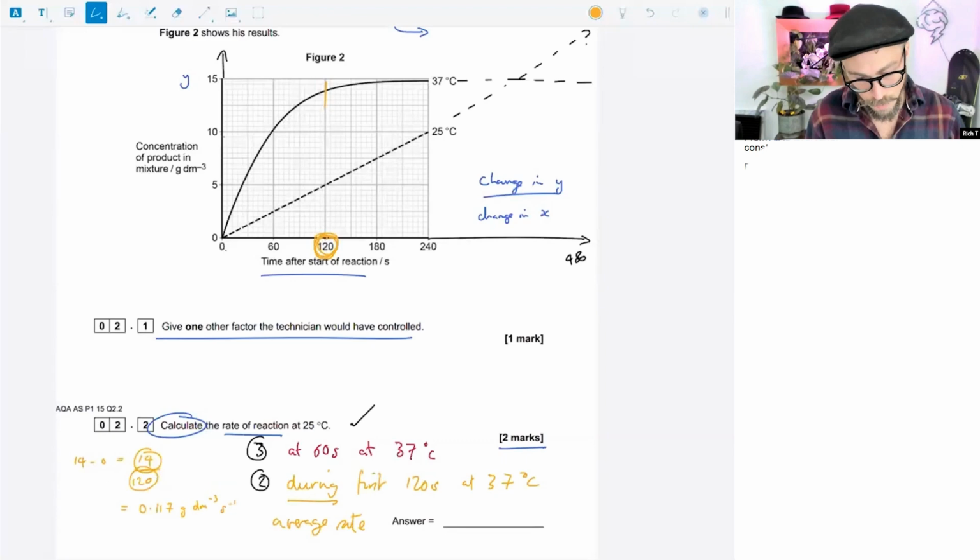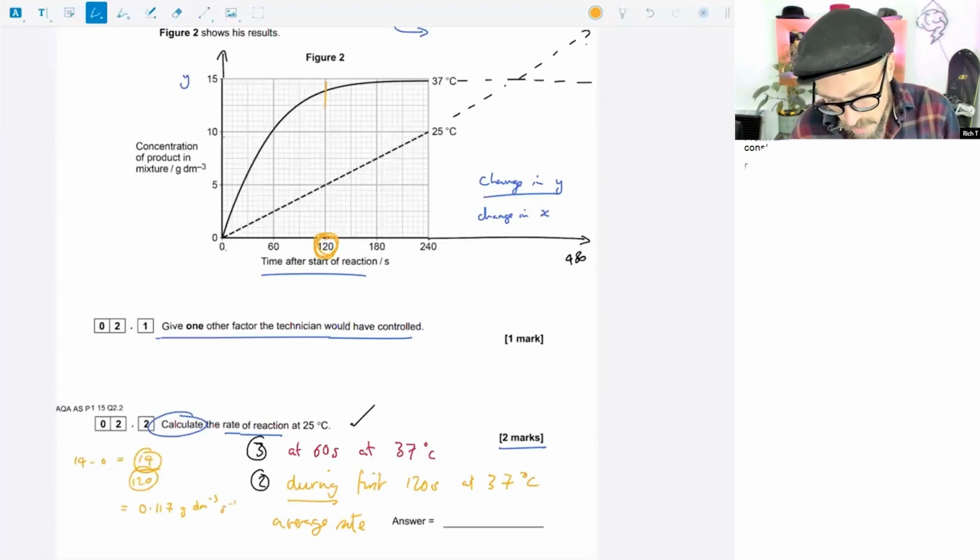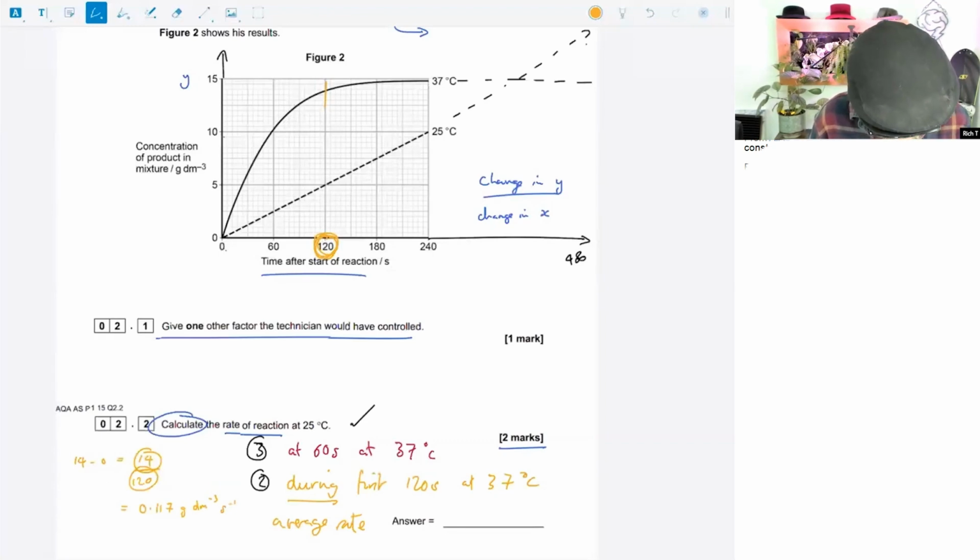Now I'm going to give you the same question. What about if it's between? It doesn't have to be from 0. So this is going to be slightly more difficult. I'm going to change color again. Let's go to green. Let's say between 60 and 180 seconds at 37 degrees.